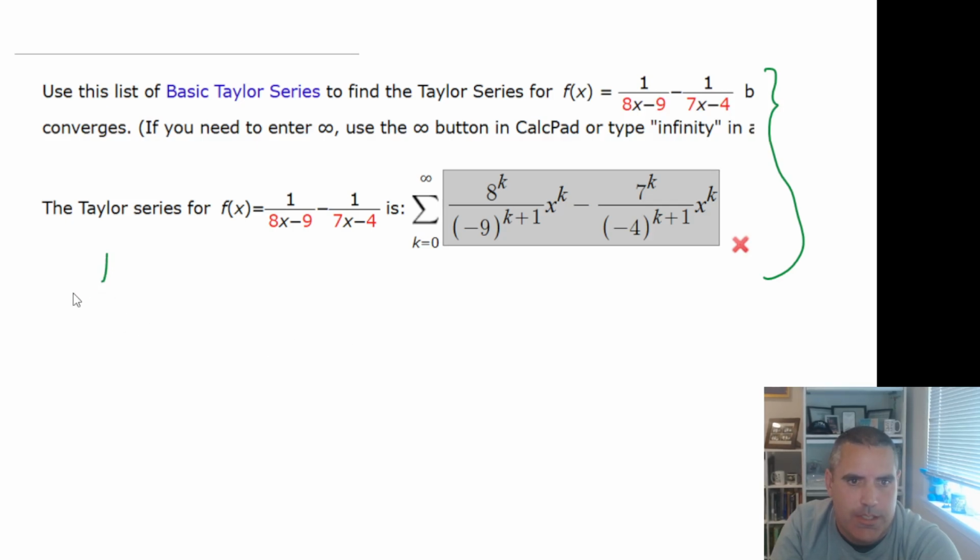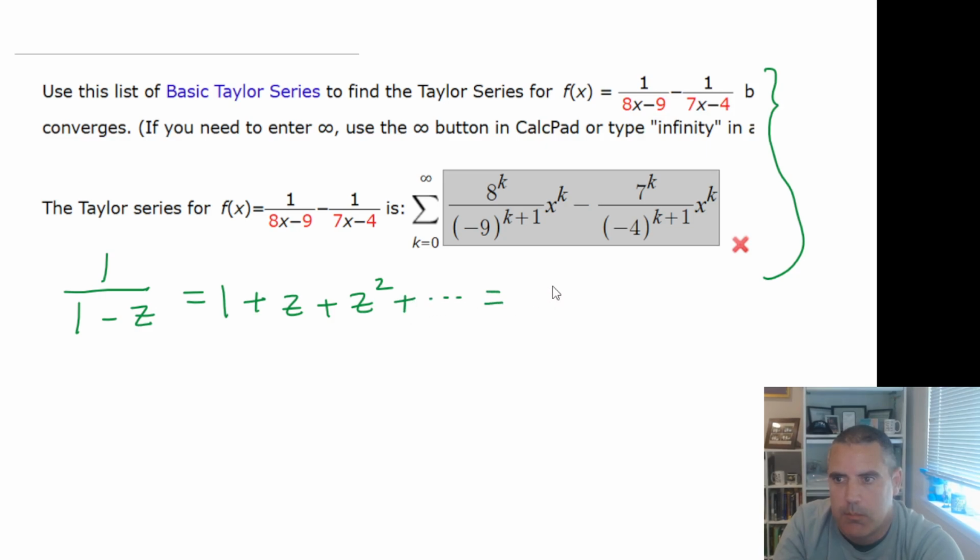So this question is about using the so-called geometric series that we have derived in class. It looks like this. In sigma notation, it looks like this. And we know it converges from here to here. Now, in this question, we're going to need to do some rearranging to make this fit.